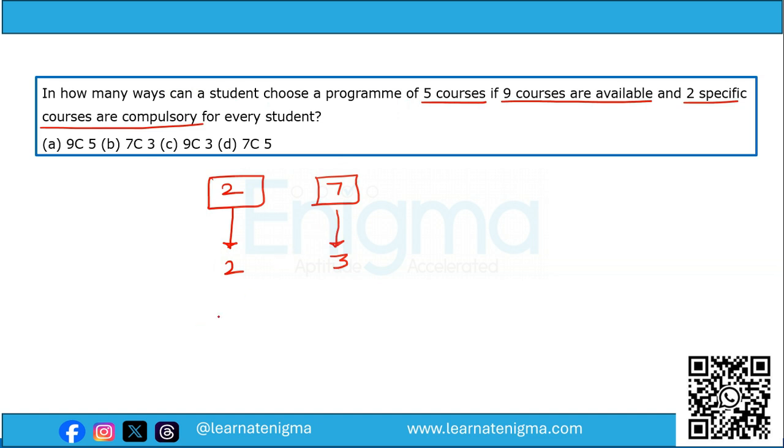So therefore, we can write this down as 2C2 multiplied by 7C3. 2C2 is nothing but 1. So therefore, the answer comes as 7C3. So the answer will be option B.